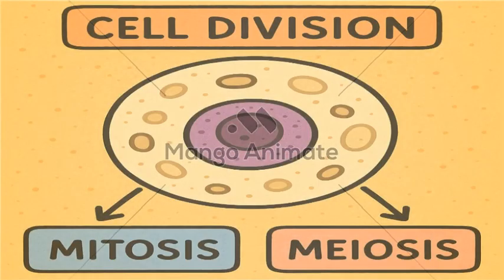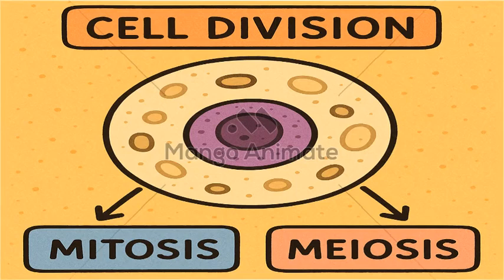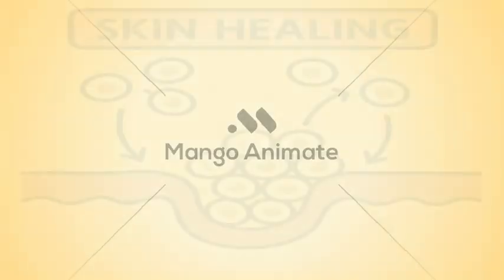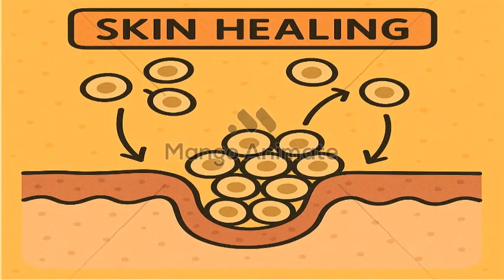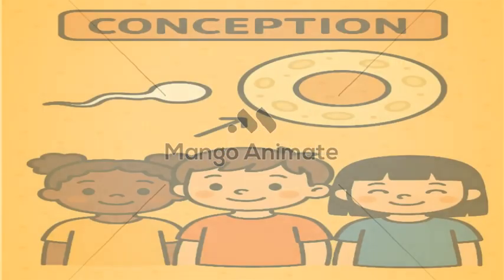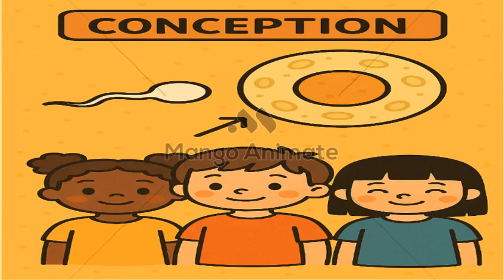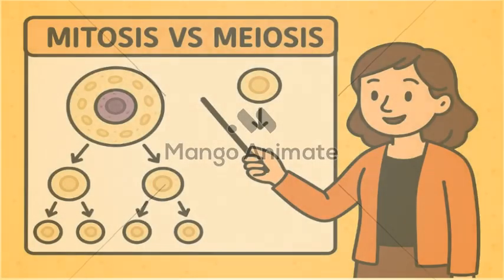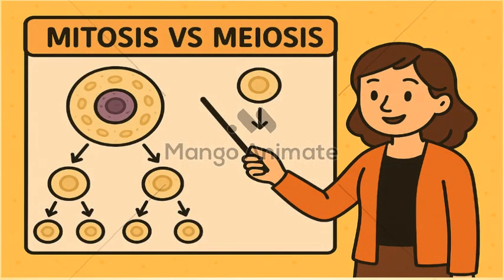In today's video, we're diving into the fascinating world of cell division, focusing on two key processes, mitosis and meiosis. These biological events are central to life itself. Mitosis helps organisms grow and repair tissues, while meiosis enables sexual reproduction and genetic diversity. We'll break down each phase of mitosis and meiosis in detail, explore their differences in a clear narrative form, and connect them to real-world biological examples.